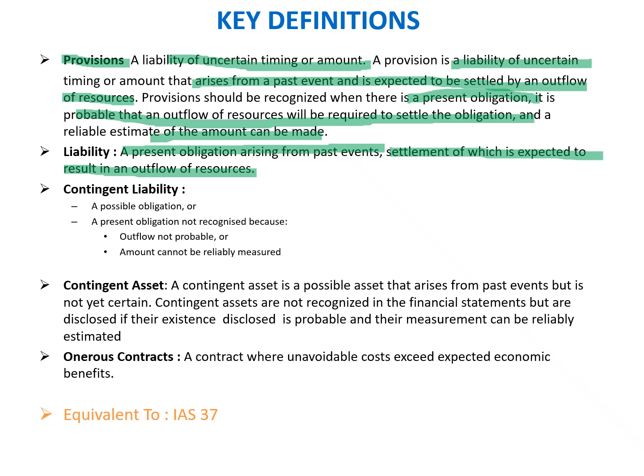When we talk about the contingent liability, it's possible obligation. So which means that there is no probability, there's a possibility. Present obligation not recognized because outflow is not probable or amount cannot be reliably measured.